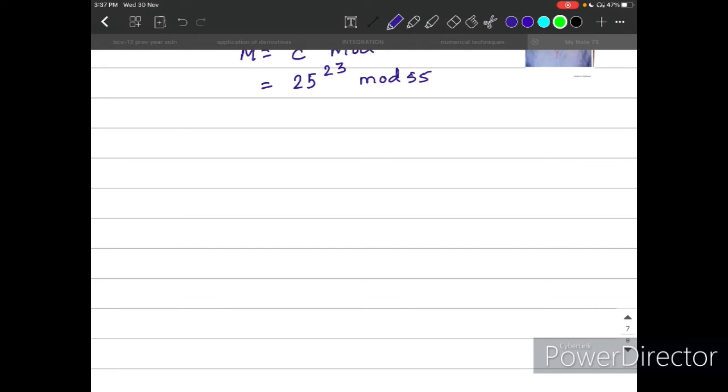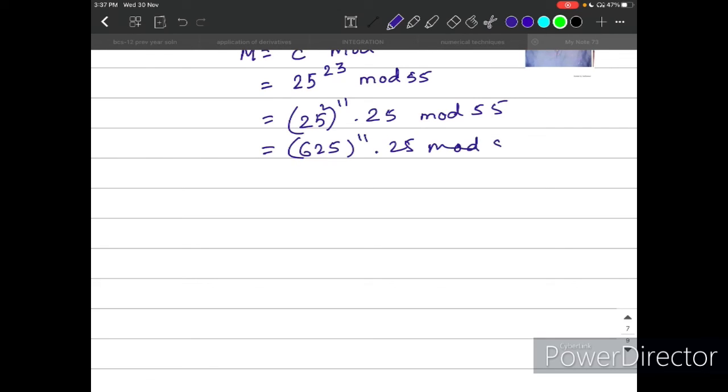Now what we will do? So we can write 25 square to the power of 11 into 25. We can write like this also, mod 55. 25 square is how much? 625 to the power of 11 into 25 mod 55. Now 625 को 55 से divide करो तो what remainder will we get? 20, which is equal to 20 to the power of 11 into 25 mod 55.